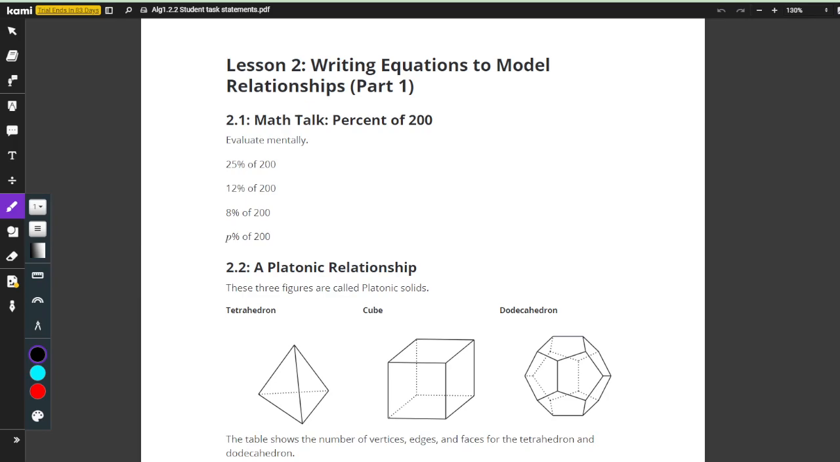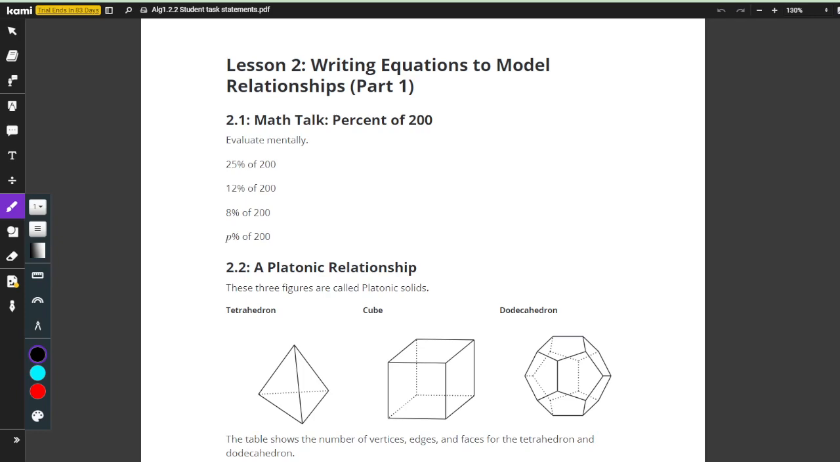Here we're going to talk about lesson 2. Lesson 2 is about writing equations to model relationships. So essentially what we're going to do is learn how to go from just solving for numbers, like if you have all the numbers, to going, well, what happens if we don't know the numbers? We have to add some letters to it. That's all we're essentially doing in this lesson.